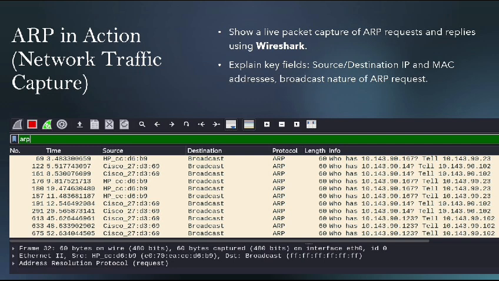Let us discuss ARP in action, particularly network traffic capture. Let's take a look at ARP in action using Wireshark, the network packet analyzer. Here we can see an ARP request being broadcast across the network and the ARP reply coming directly from the device that owns the IP address. Note the fields in the ARP packet, such as the sender's and the target IP and MAC addresses, and the broadcast nature of the ARP request.